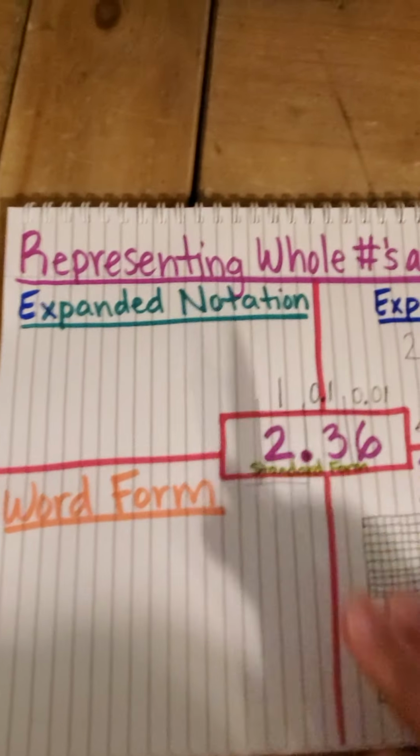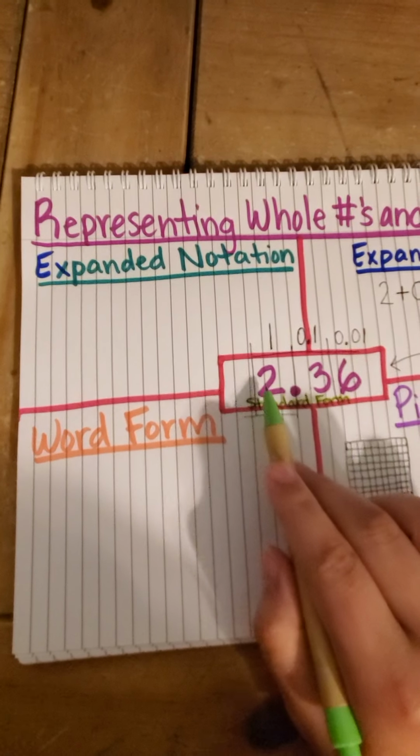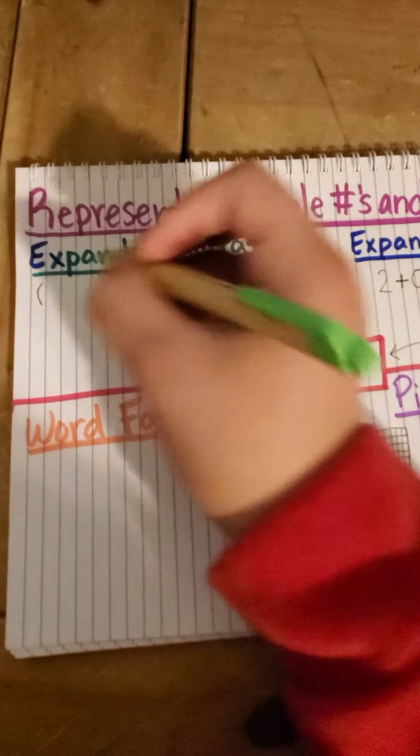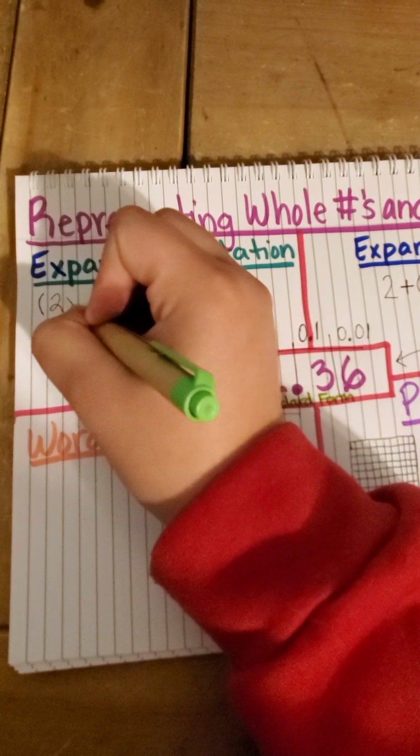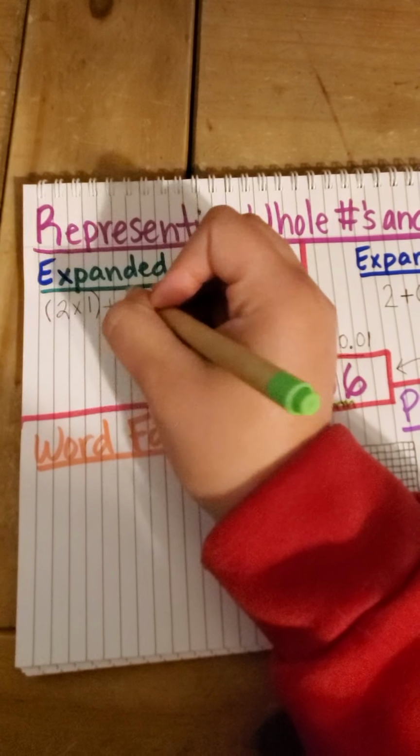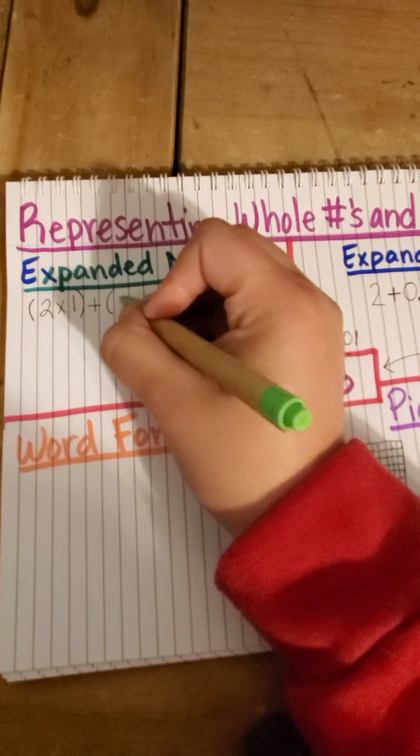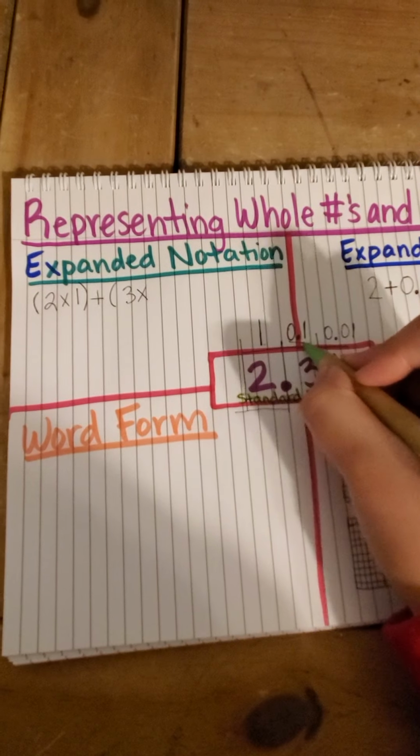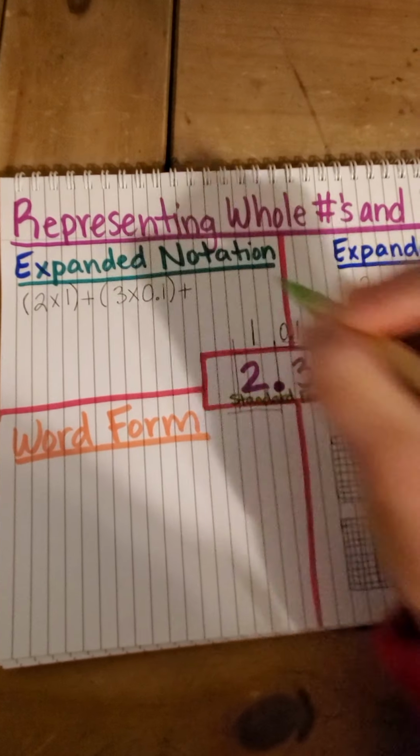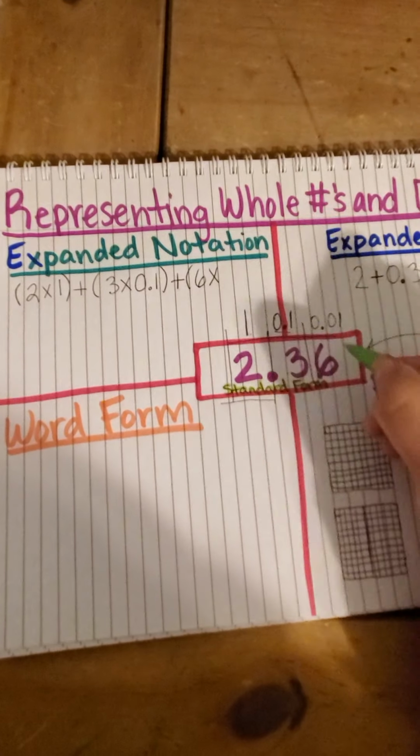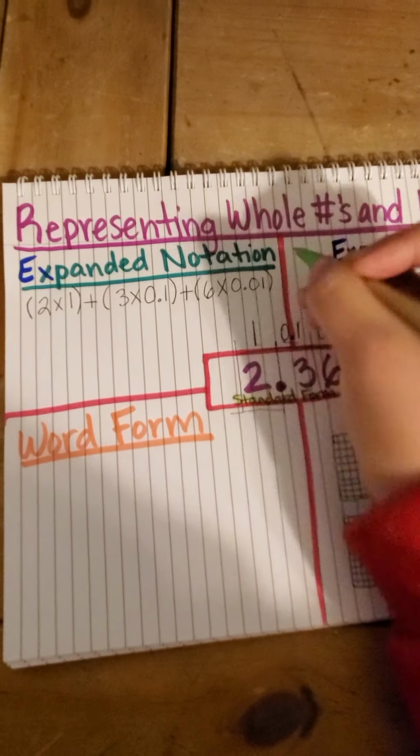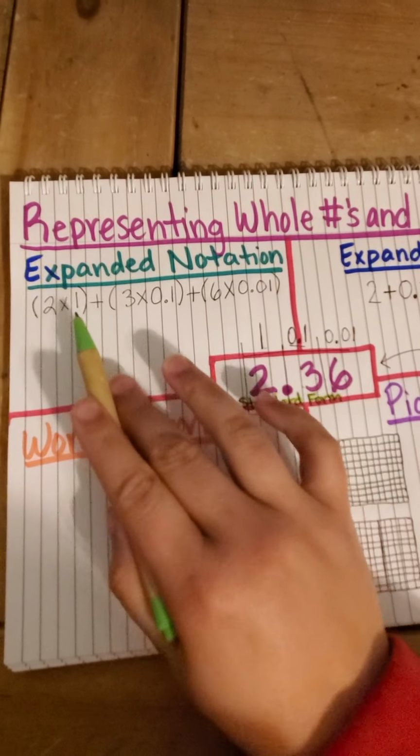So now let's go to expanded notation. I'm going to bring out my whole number. Same thing, I need my parentheses. I have a 2 in the ones place, so I have a 2 times the 1, because it's in the ones place, plus 3 times 1/10, because it's in the 1/10 place, plus 6 times 1/100th, because that 6 is in the 100th place. And that's it. I'm done.